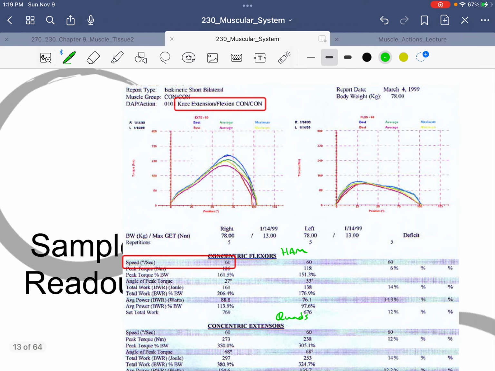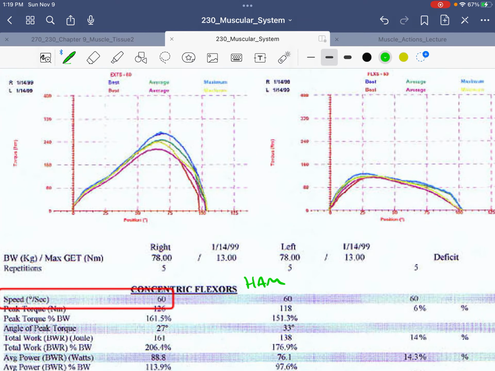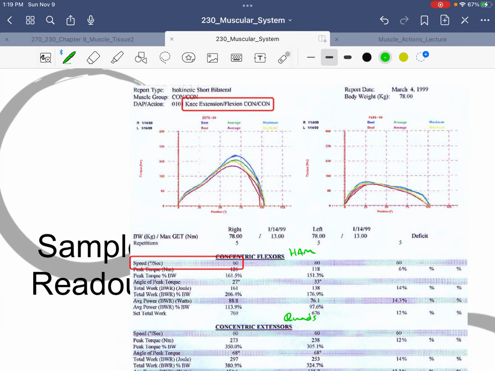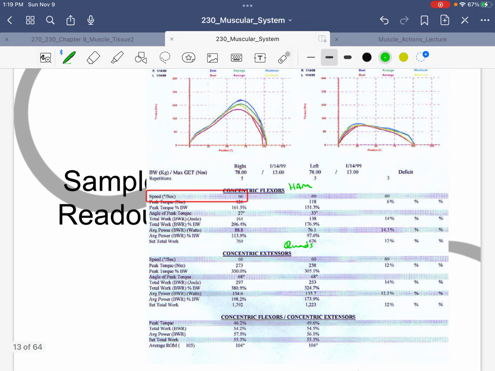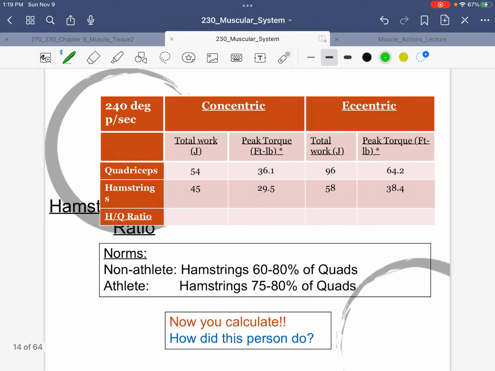What was the speed for this one? Sure, it's on here somewhere. All right. And then in another one, we've done concentric. Oh, that's the same one. Okay.